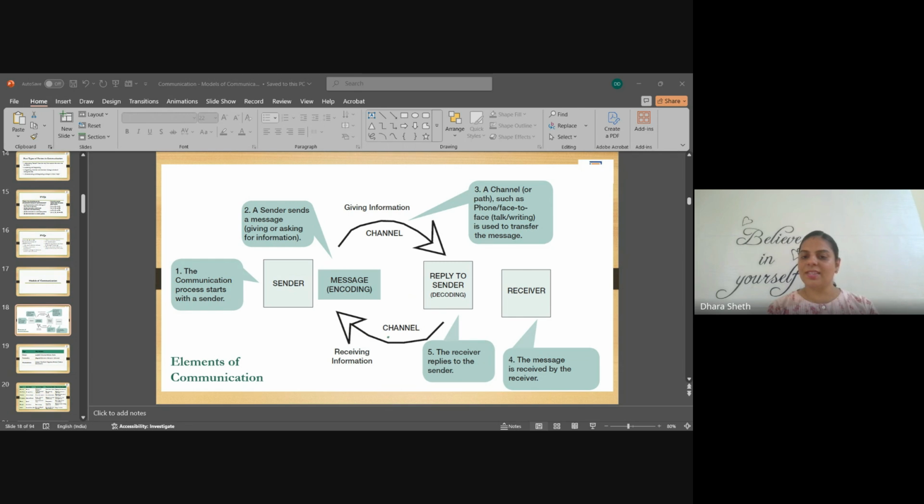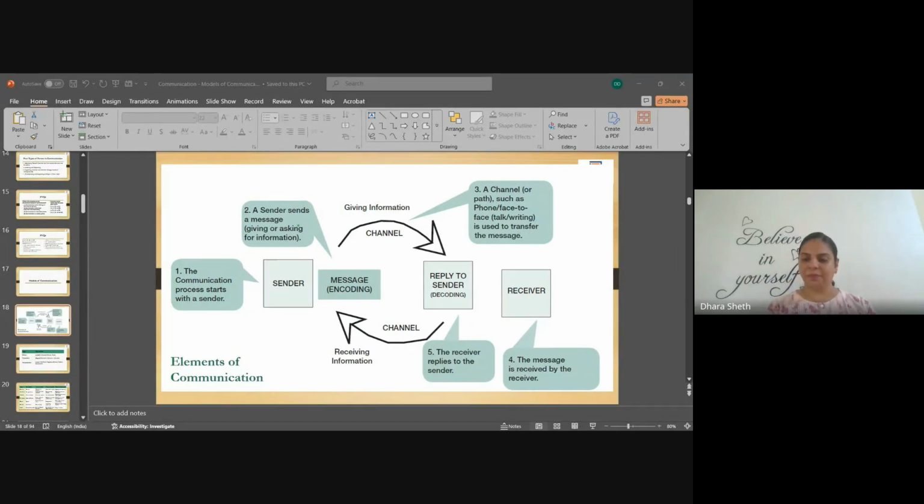The message is received by the receiver and replies back to the sender. So now it decodes the message, again encodes the feedback. Using the same or a different channel, it sends the reply back to the sender. The receiver sends the message back. So now the sender is receiving information. Earlier, the sender was giving information. This completes the entire communication cycle.